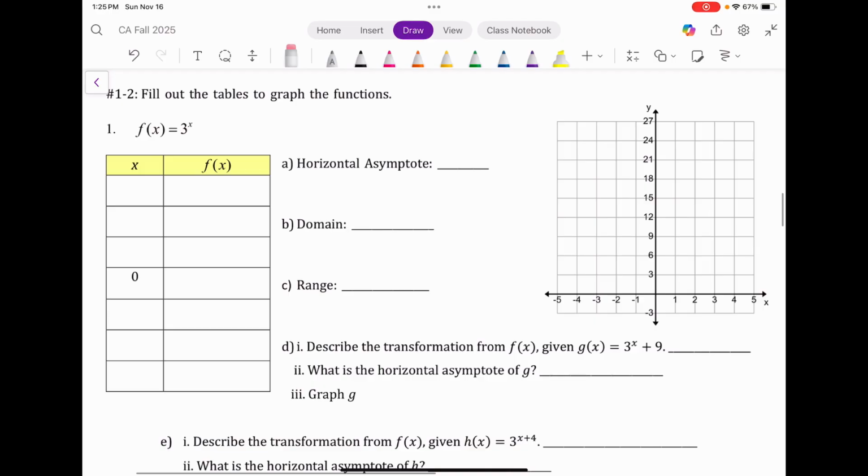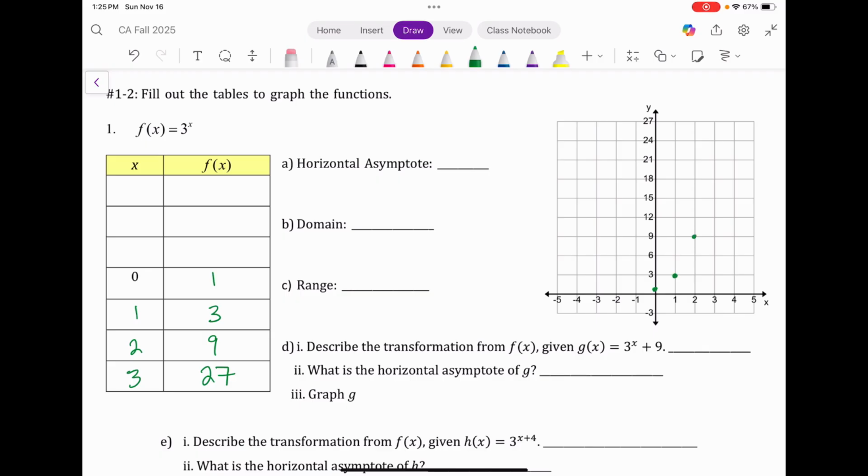So let's look at something basic like f of x equals 3 to the x. So we're going to graph it, look at its graph. So we'll start with a table. We'll plug in some arbitrary values for x, like 1, 2, 3. So if you plug in 0 first, though, 3 to the 0 is 1, 3 to the 1 is 3, 3 to the second is 9, and 3 to the 3 is 27. Okay, so let's plot those points.